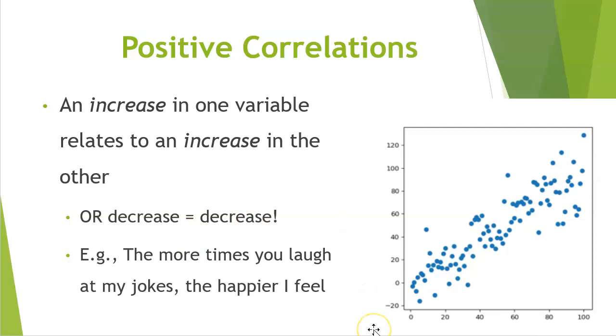So if we look at this graph on the right side, you can imagine, say on the x-axis down here, we have the number of times you guys laugh at my jokes. And you can see as that increases to 100% of the time. And then on the y-axis here is the happier I feel. So as you laugh at my jokes, my happiness also increases. So we get this nice look right here. It's pretty linear if you think back to math class. And so this is what a positive correlation will look like.